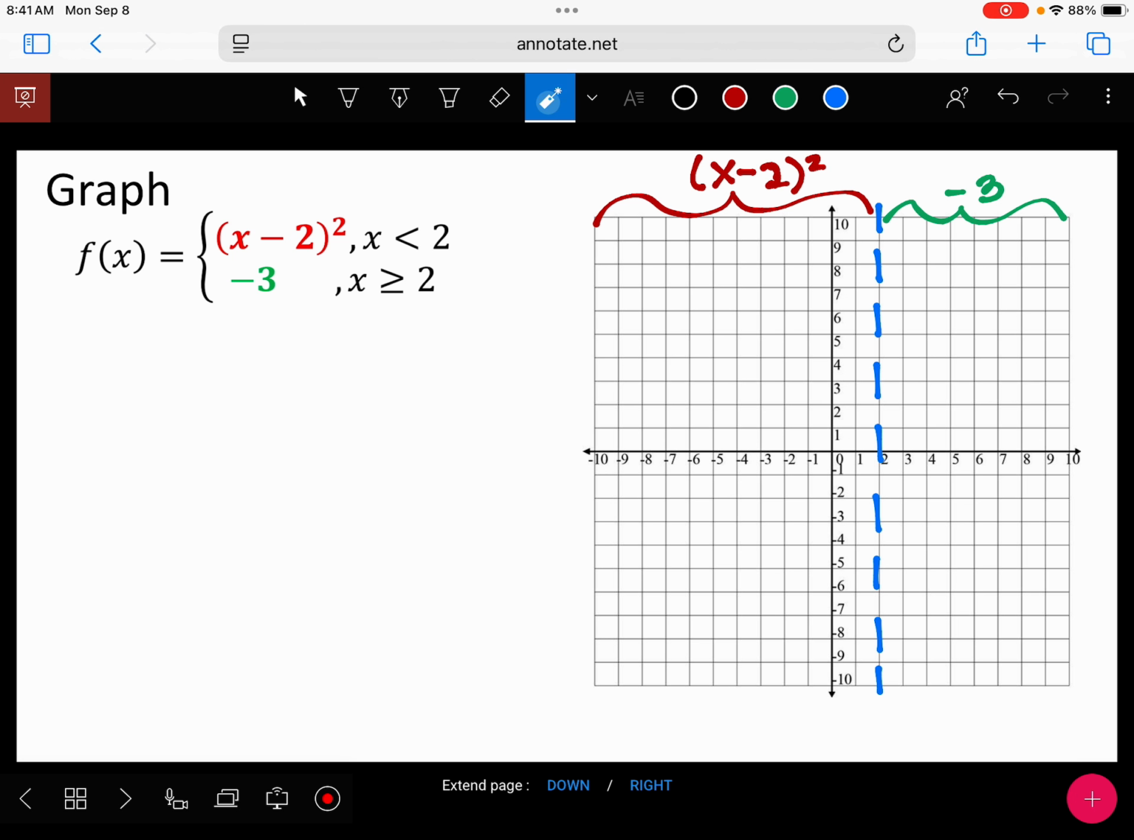Okay, so let's go ahead and make our chart. Both start at the 2. So this one, I'm going to start it at 2. And I need to pick numbers less than 2. So can I use 0? Can I use 4? No. So to keep it simple, I just go in a row. Why be difficult? 2, 1, 0.